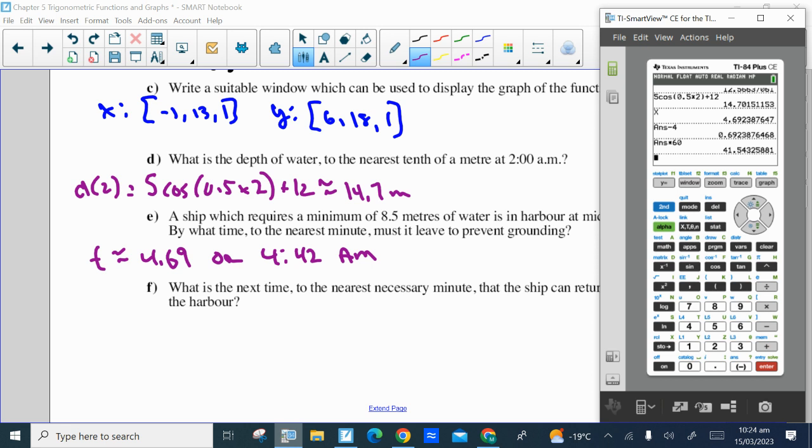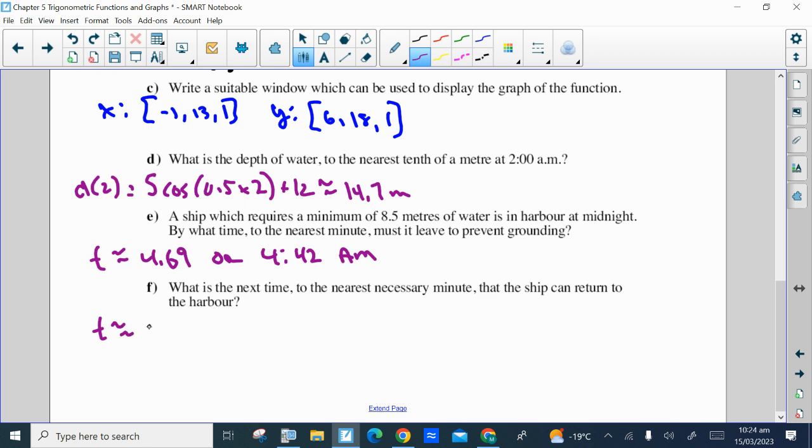And then part F: what is the next time, to the nearest minute, that the ship can return to the harbor? When we look at our graph now, we want to find that second point of intersection. Second function trace, number 5 for intersect, enter, enter, and maybe I might put 7 in here, and it looks like 7.87. But let's quit out of there and bring it back this way. So yes, 7.87 approximately.